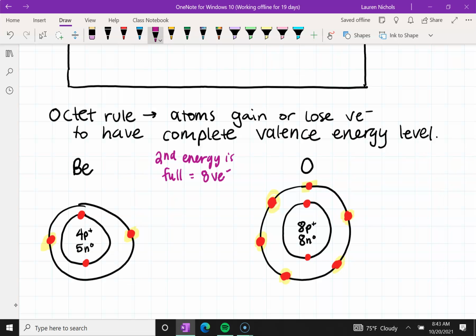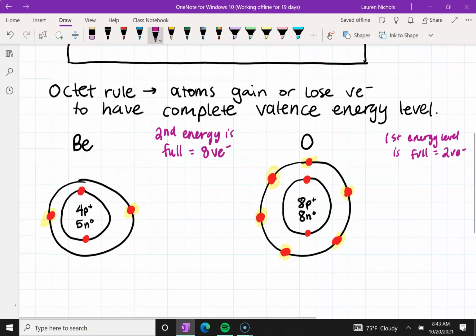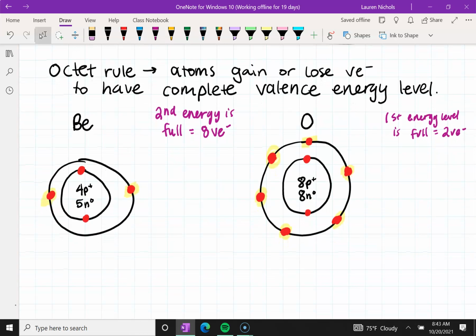Okay, so the second energy level is full if there are 8 valence electrons. And we know that the first energy level is full when there are 2 valence electrons. So both beryllium and oxygen have their first energy level completely full. So we have to decide what's going to happen. The reason they're gaining or losing these valence electrons is that right now they're not stable. They're reactive. They want to be stable and have a full shell.